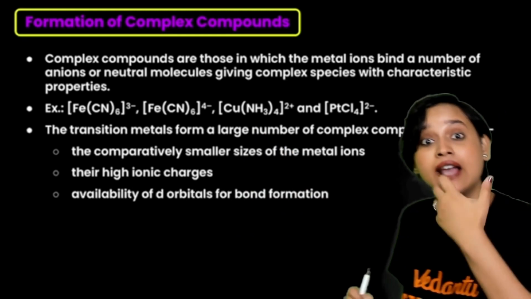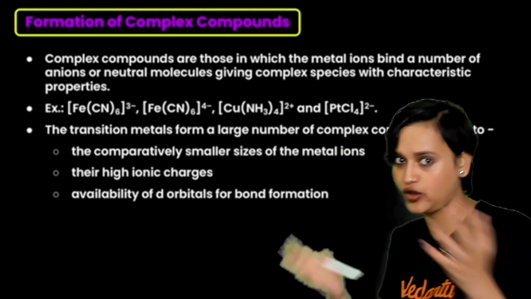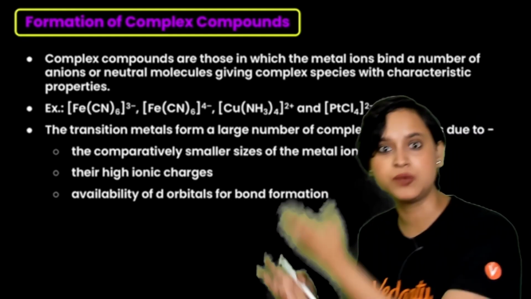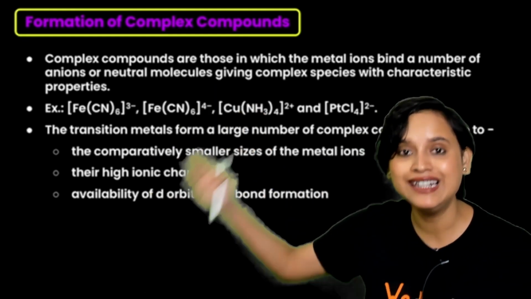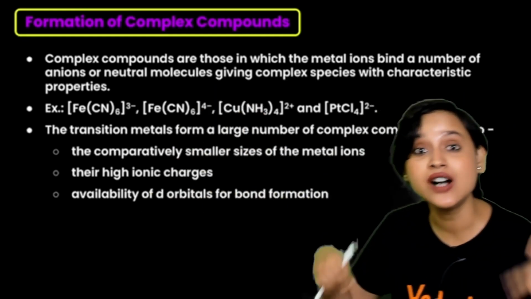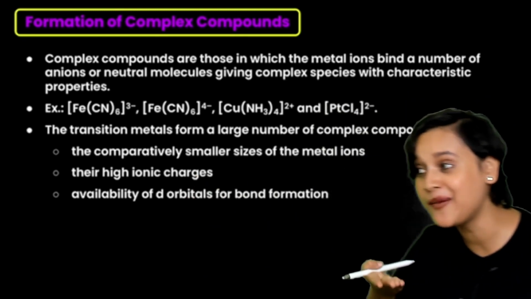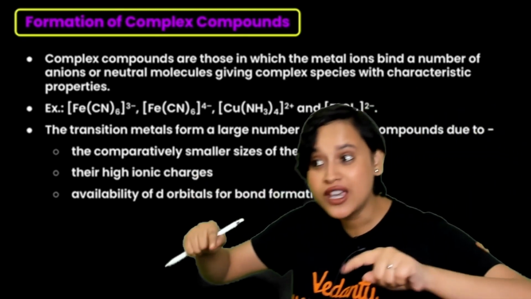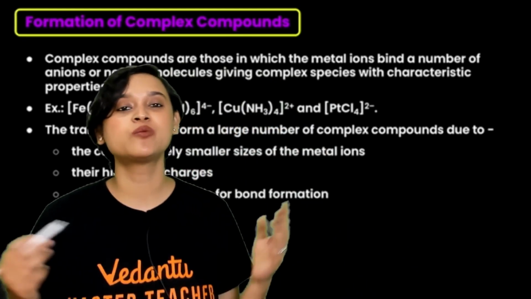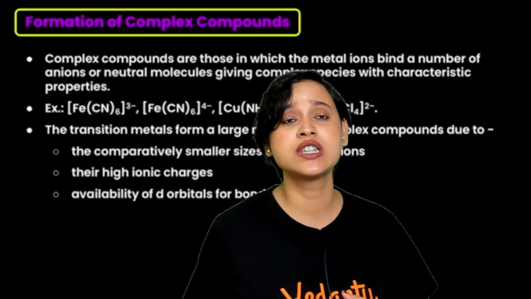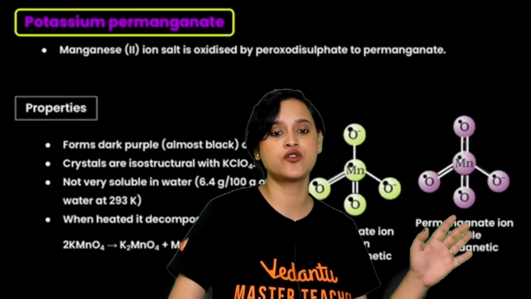So in case of these d block elements, we know that the metal ions are comparatively smaller in size. Yes, and they are highly ionic because obviously they show variable oxidation states, +2 to +7, they can show it all. So they have high ionic charges. Yes, and they have available empty d orbitals to give to other molecules for bond formation, which is why you get to see such an enormous range of complexes.